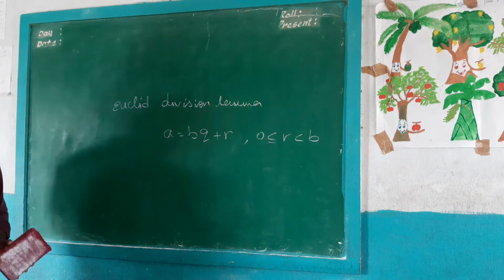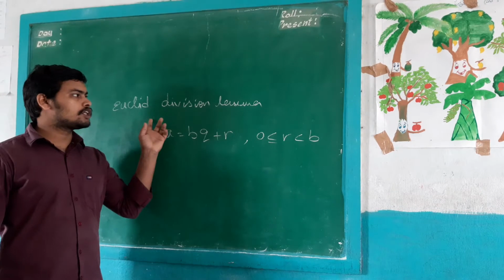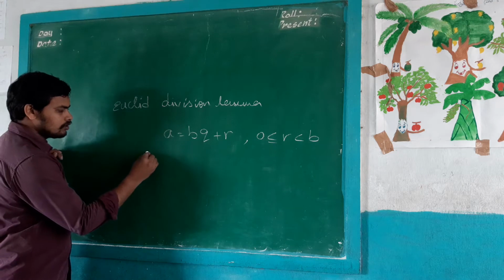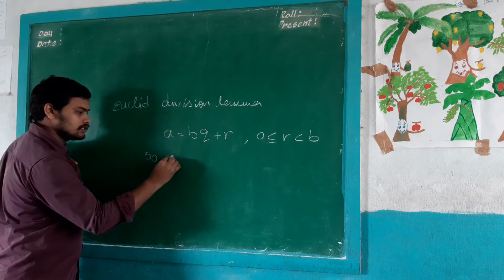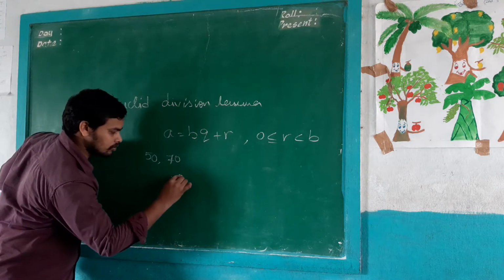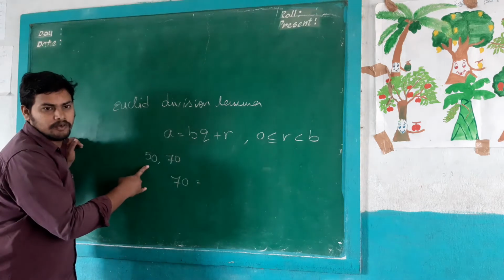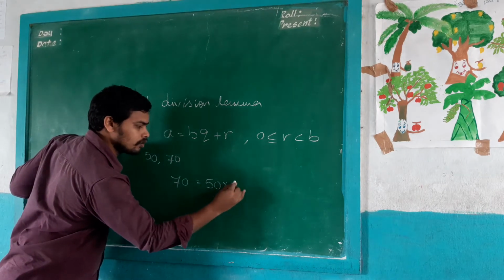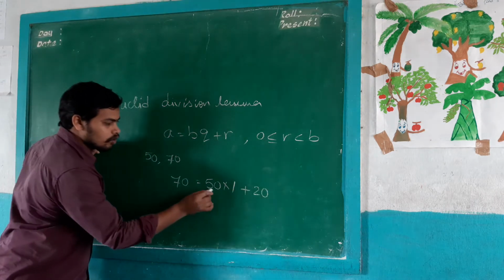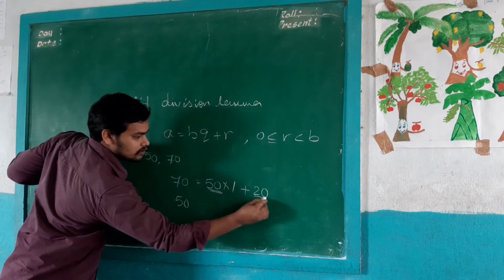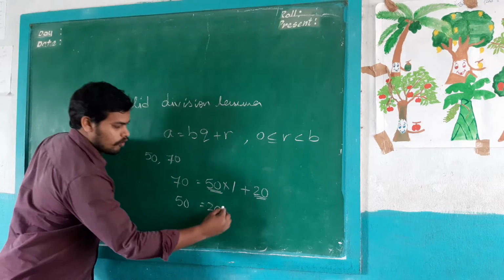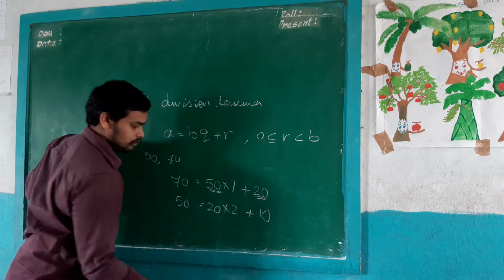Okay. So how can you find the HCF of two numbers by using the Euclid division lemma? Let us consider 50 and 70. Which is the largest number here? 70 is the largest number, and the remaining number is 50. So 50 into 1 is 50, remainder 20. Now place this value here: 20 into 1 is 20, 20 into 2 is 40, 40 plus 10.